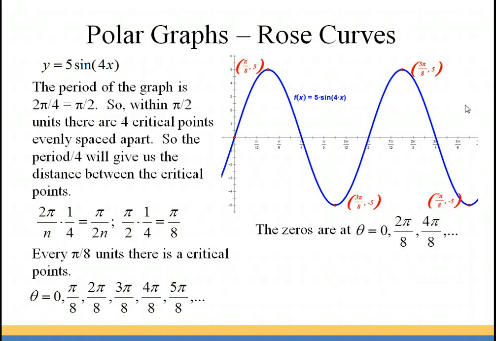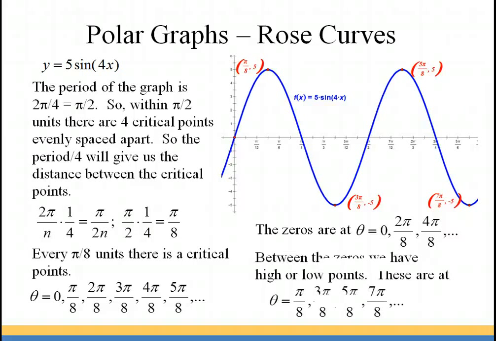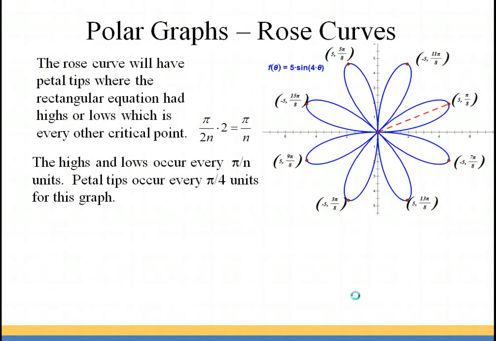Now notice that every other one of those critical points is a 0. So those would be at 0, pi over 4, pi over 2, and so on in lowest terms. And the other ones are going to be highs or lows. Now on this graph where we have a high point or a low point, that's going to give us our petal tips. Some of these are going to give us negative R values when we compare it to the polar equation, and some are going to give us positive R values. But we can find out where these petal tips are pretty easily. So let's go ahead and do that.